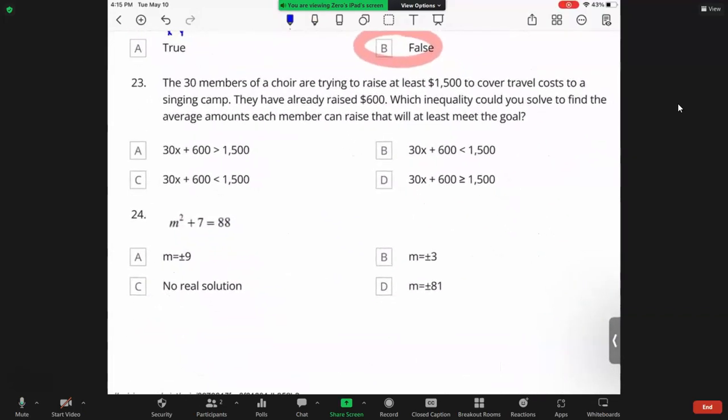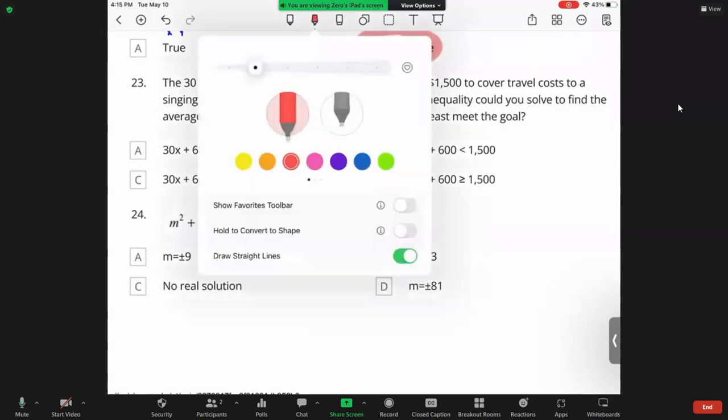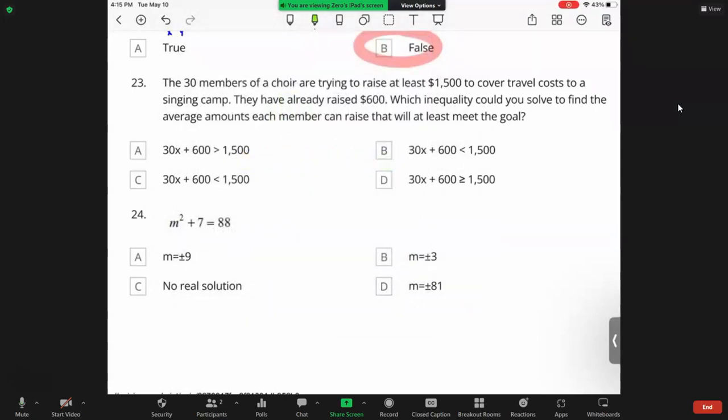23. The 30 members of the choir are trying to raise at least, that sounds important, at least $1,500 to cover travel costs to a singing camp. They have already raised $600. Which inequality could you solve to find the average amount each member can raise that will at least meet the goal? Okay, so I think first we'll look at the signs here.